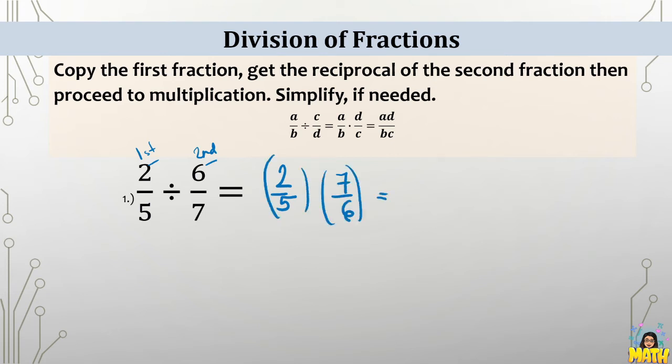So 2 times 7, that's 14. And 5 times 6, that's 30. Simplify if needed. So the GCF here is 2. It will become 7 over 15.